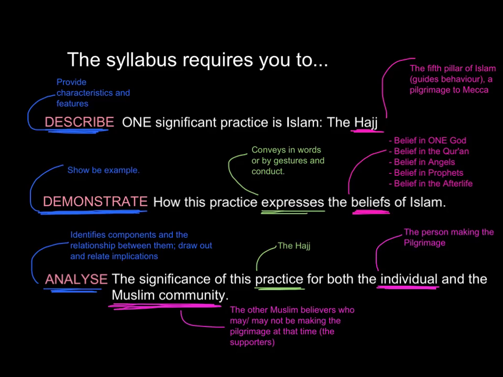Firstly, it is essential that we understand what the syllabus requires you to do. There are three outcomes allocated to significant practice of the Hajj. The first one requires you to describe one significant practice in Islam. So, to describe the Hajj. Now, describe, remember, refers to providing characteristics and features of.